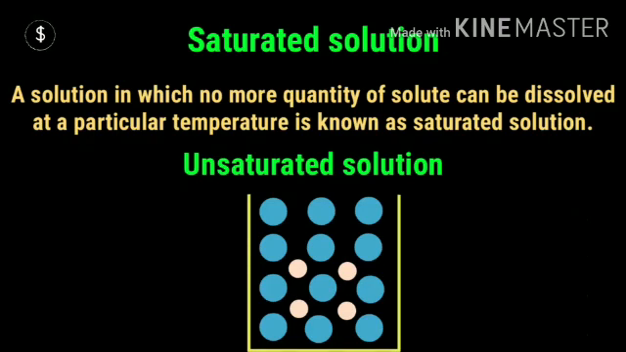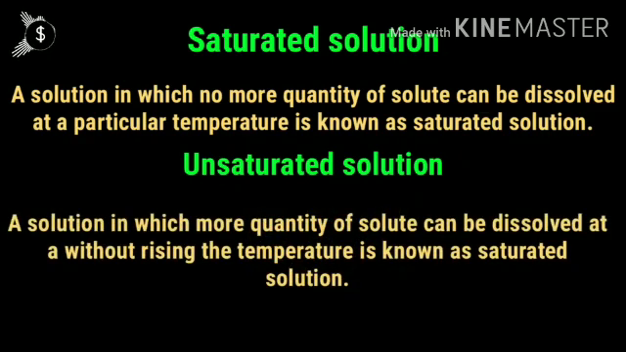So this is called unsaturated solution, means more solute particles can be dissolved. So a solution in which more quantity of solute can be dissolved at a particular temperature without raising the temperature is known as unsaturated solution. So, what is unsaturated solution? A solution in which more quantity of solute can be dissolved at a particular temperature is called unsaturated solution.